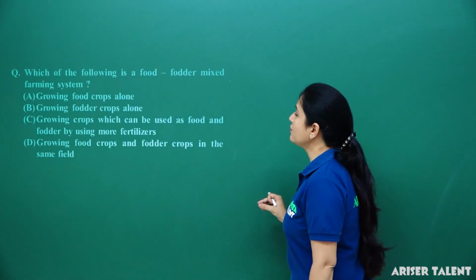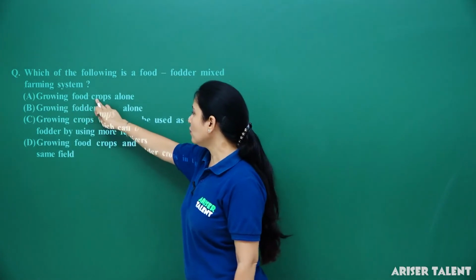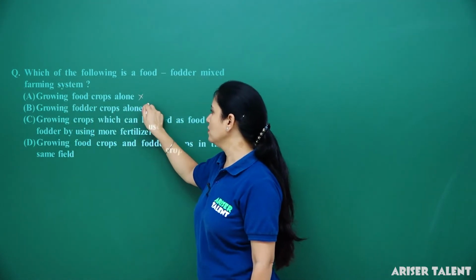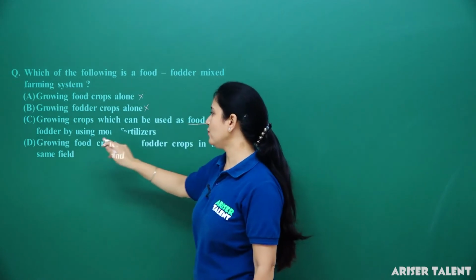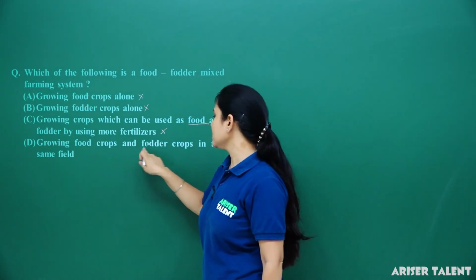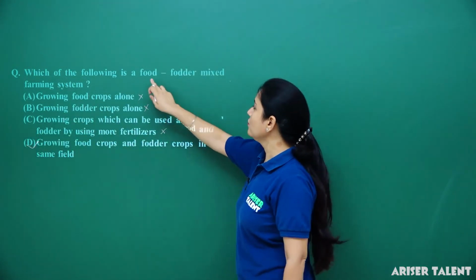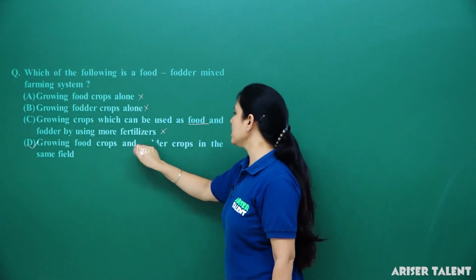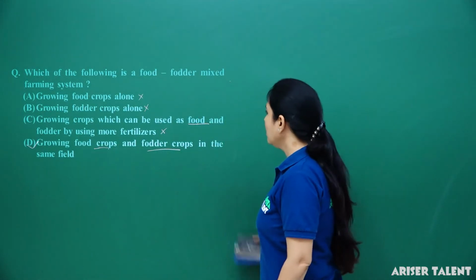Next is, which of the following is a food fodder mixed farming system? Growing food crops alone? No. Growing fodder crops alone? No. Growing crops which can be used as food and fodder by using more fertilizers? No. Growing food crops and fodder crops in the same field? Yes. What is the question? Food fodder mixed farming system means we are growing food crops and fodder crops in the same field. Clear? So option D is the correct answer.